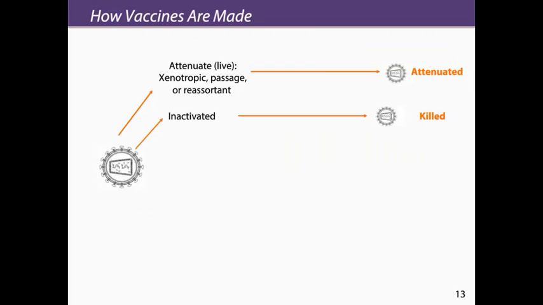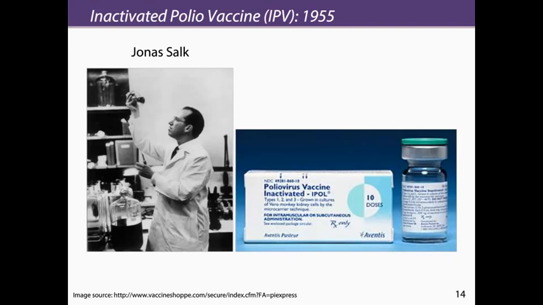The next method to be developed was inactivation, either through heat or, much more commonly and more successfully, through the use of formaldehyde or formalin. That's the way that Jonas Salk developed inactivated polio vaccine from the viruses that had been identified by John Enders and his colleagues.